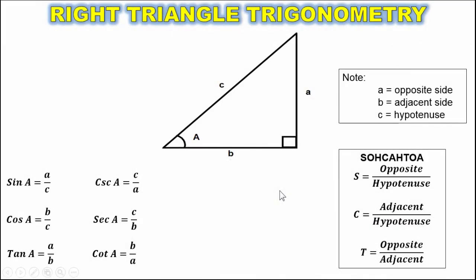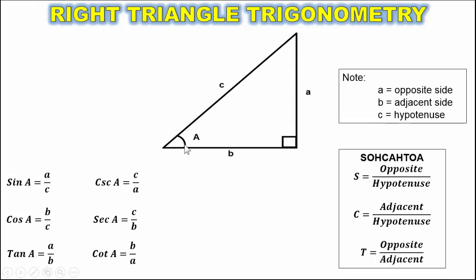Let us relearn right triangle trigonometry. This triangle is a right triangle because it has a right angle opposite from the hypotenuse. The angle A is on the opposite of this right triangle. The side A is called the opposite side. The side B is called the adjacent side. Whereas the longest side, named C, is called the hypotenuse.